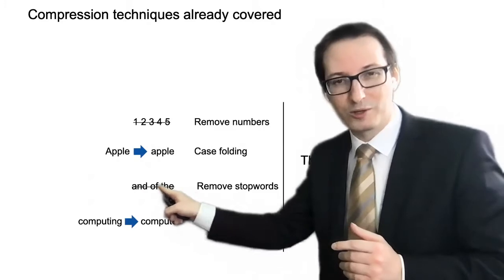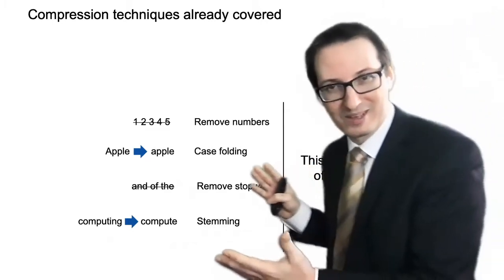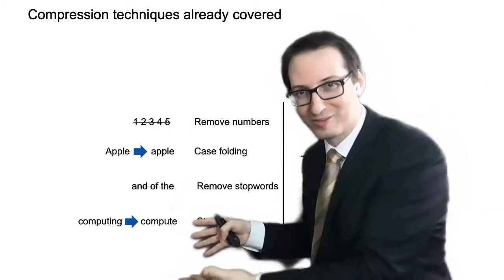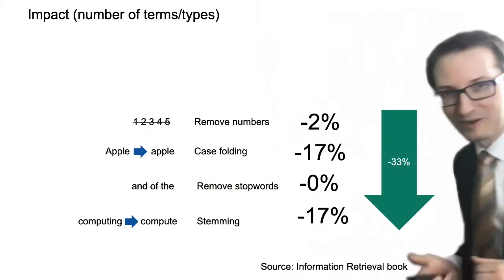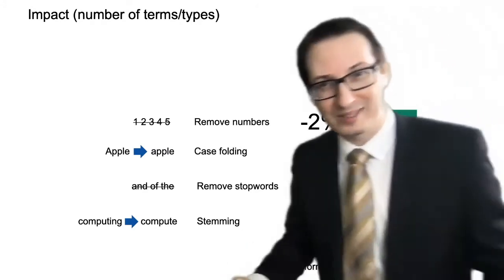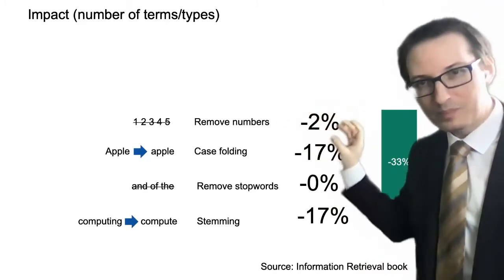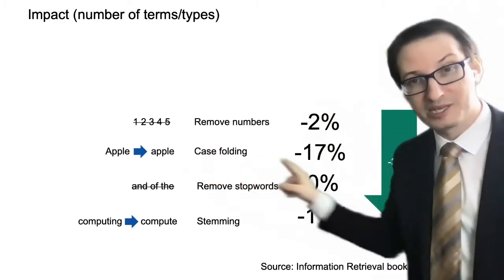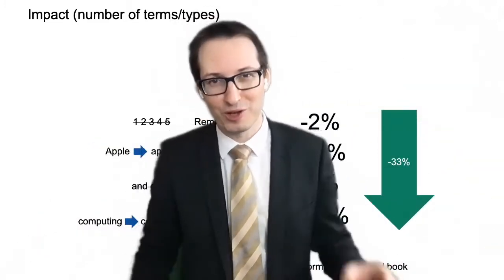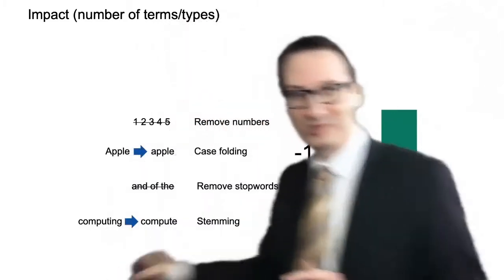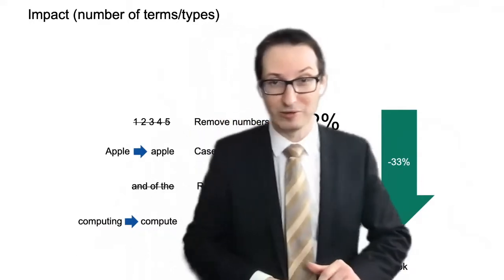This is what we call types. We considered removing stop words, which gets rid of a few of them. We considered using stemming. All of these things have an effect on the size of the dictionary, because if you do all of that, that reduces the number of terms. So in fact, we've already been doing compression without being aware of it since the beginning of the semester, right? As it turns out, you can even quantify that. This is done in the textbook of the lecture. If you remove the numbers, that removes 2% of the dictionary. If you do case folding, 17% less, the same as stemming. Stop words don't do anything. Why? Because if you have millions of terms and you just remove 30, that doesn't really change much. This is why it's 0%. And if you do all of that, you gain 1/3. That's already nice, right? It's already nice to gain 1/3 of the size.